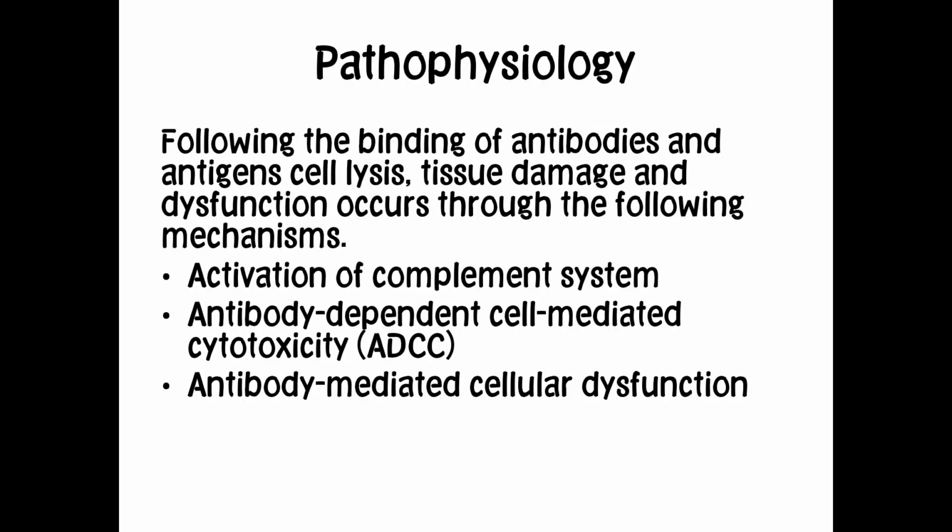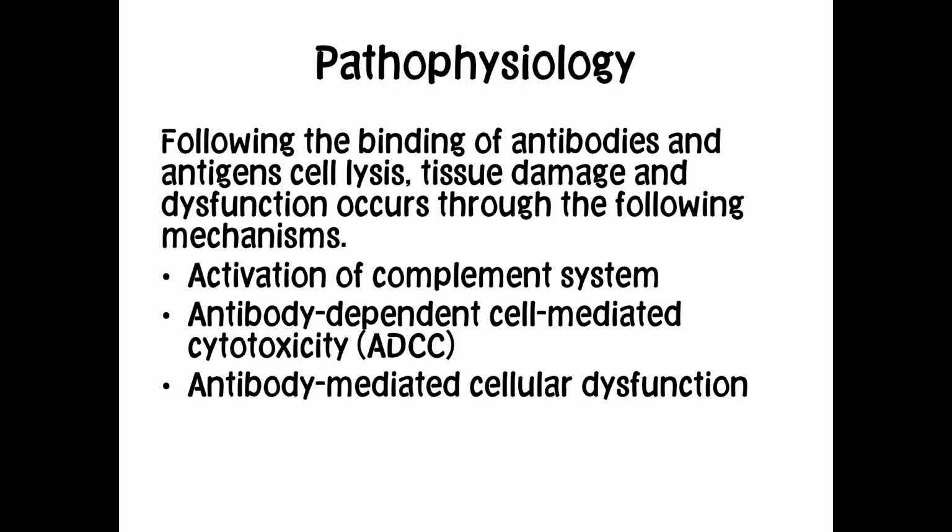So these immunoglobulins type G and type M bind to these either intrinsic or extrinsic antigens, and they tag them. By tagging them, they make them detectable by the immune system, and when the immune system detects them, it ends up attacking or destroying them or causing various effects. Following binding of antibodies and antigens, cell lysis, tissue damage, and dysfunction occur through the following mechanisms.